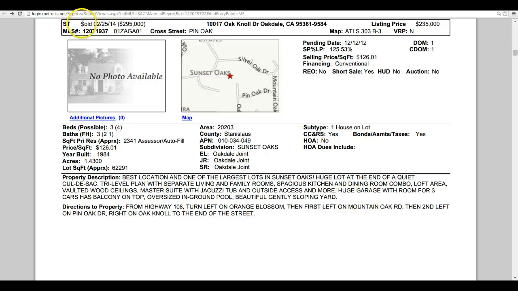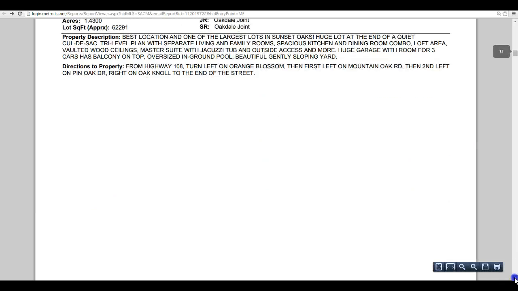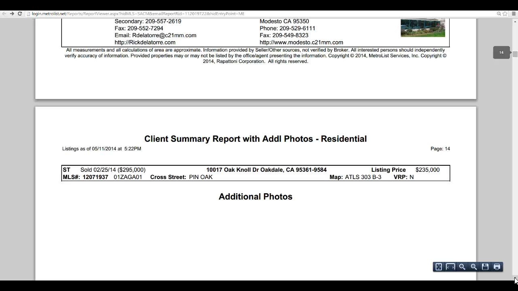Sold. See? Sold. No photo available. Well, we really don't need to see it right now. So the listing price is $235,000. Well, for a lot that's selling for $299, we're not going to be interested in that. And anyway, this comp is under $400,000. So far we're not doing good with this lot. Let's see if there are other solds that are higher.